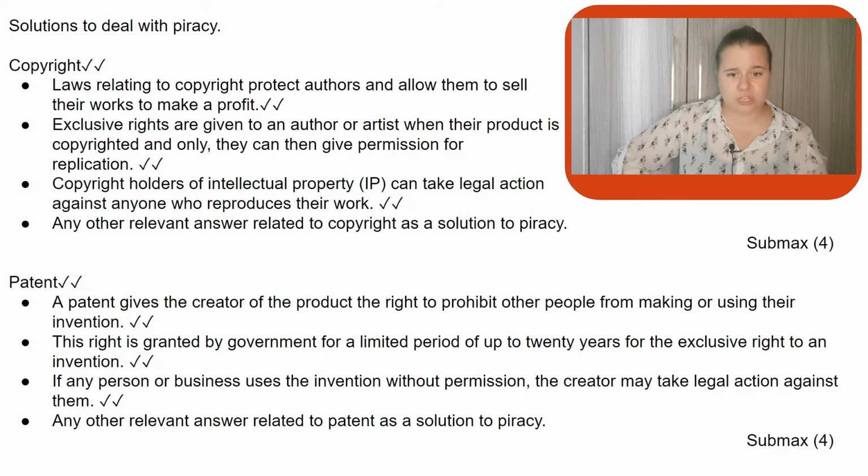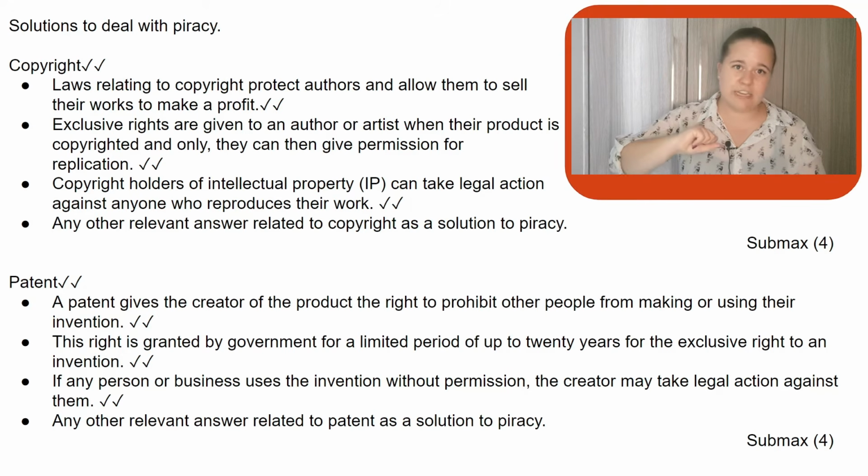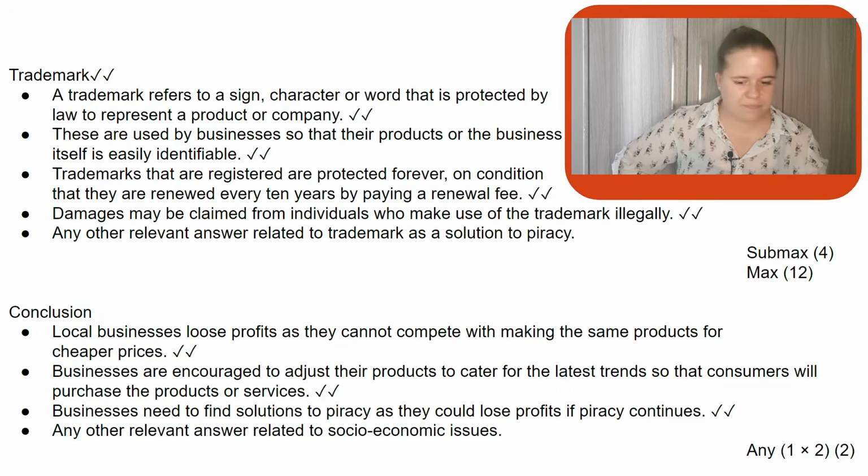Then patent, you're also getting your 2 marks. A patent gives the creator of the product the right to prohibit other people from making or using their invention. This right is granted by the government for a limited period of up to 20 years for exclusive rights to the invention. If any person or business uses this invention without permission, the creator may take legal action against them. 2 marks heading, 2 marks explanation, so we only need 1 bullet here.